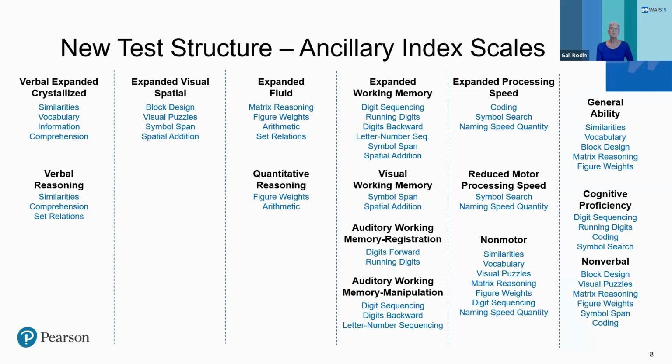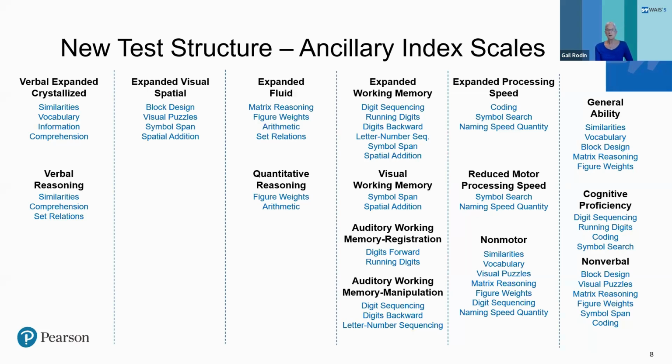On the fluid side, we have a quantitative reasoning ancillary scale that includes figure weights and arithmetic. It's helpful when you have folks who have difficulty working with numbers, who have perhaps math learning disabilities or learning disorder, and can be helpful. It's also, interestingly, a good predictor of performance in academic areas and highly correlated with the full-scale IQ.